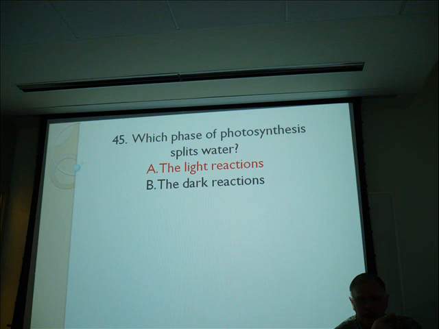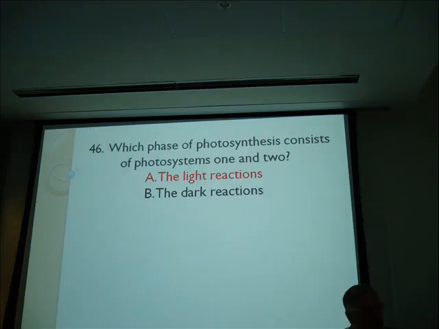All right. Which one does the water split? A. The light reaction splits the water and spits out the oxygen. Which one has the 2 photosystems? It's A. They use light. That's got to be light reactions.